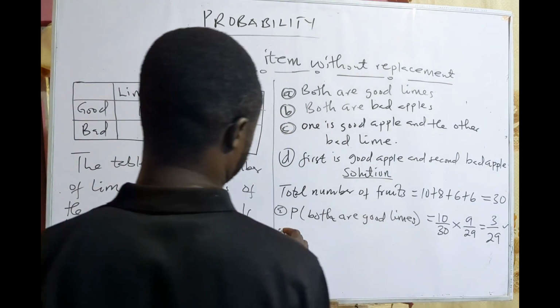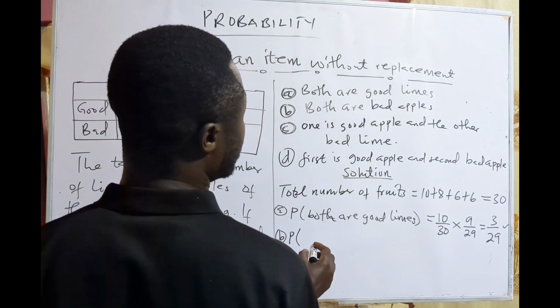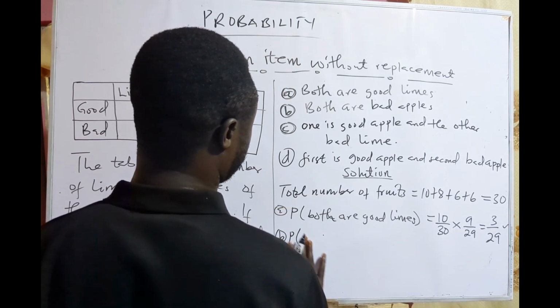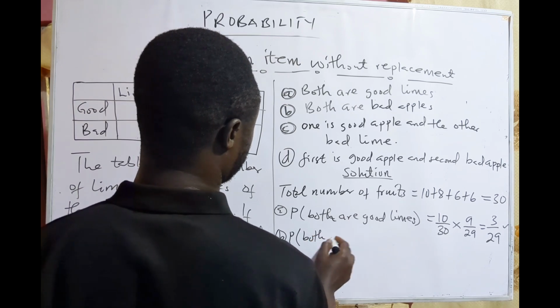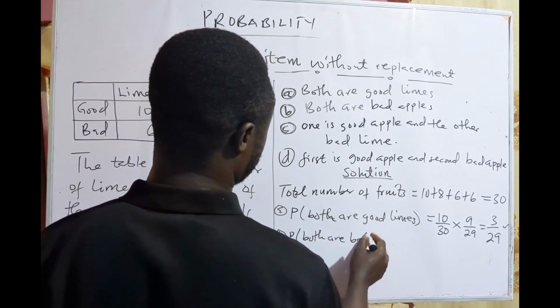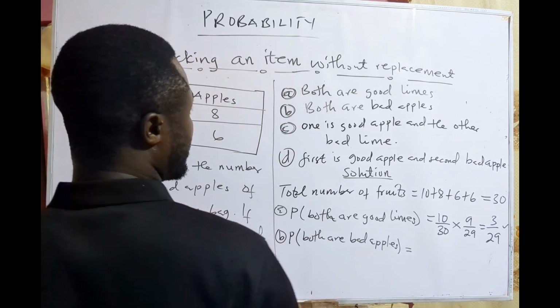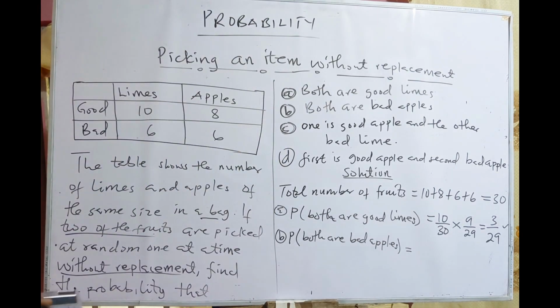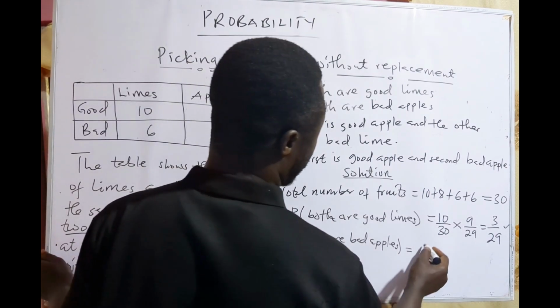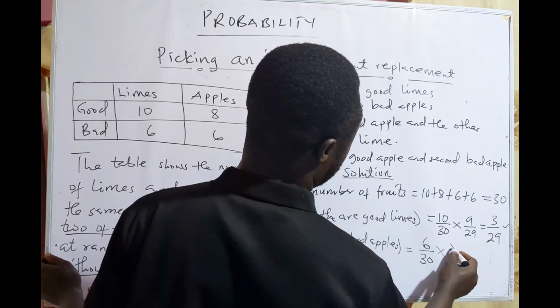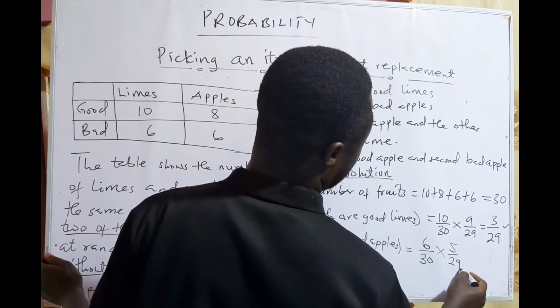Okay, the second one, so simple. Probability that both are bad apples. If both are bad apples, then you check the apples. How many bad apples? We have 6. So that means the first will be bad apple, 6 out of 30. The second will be bad apple, 5 out of 29.